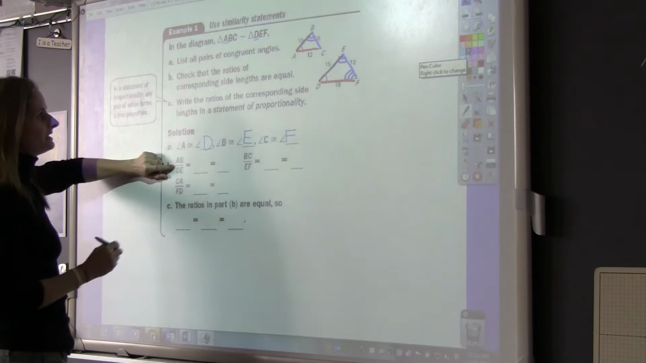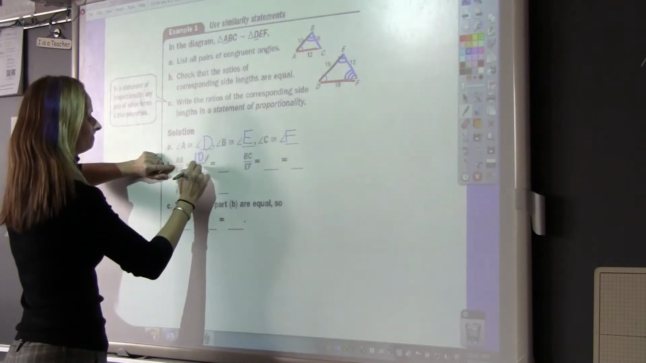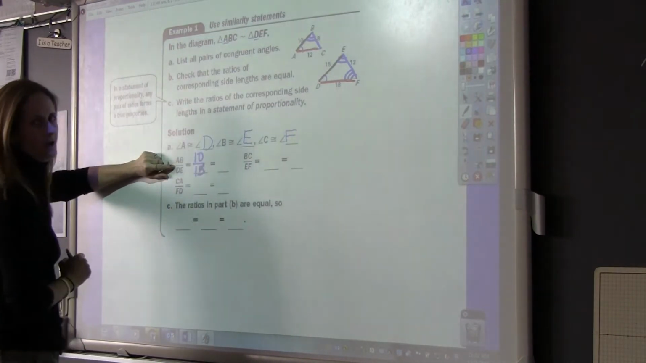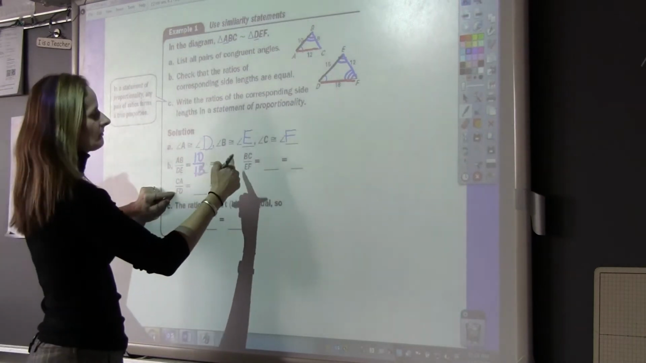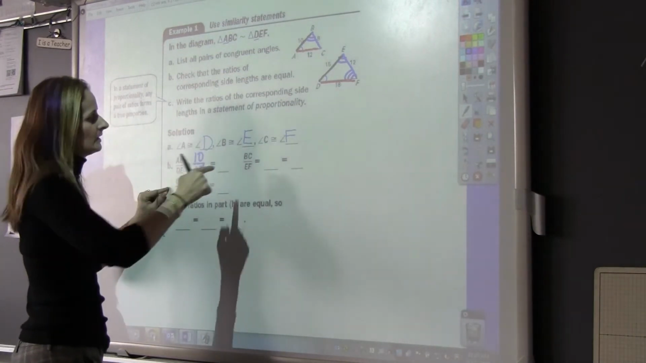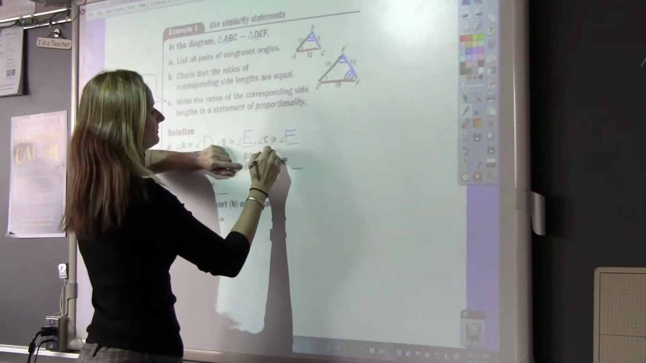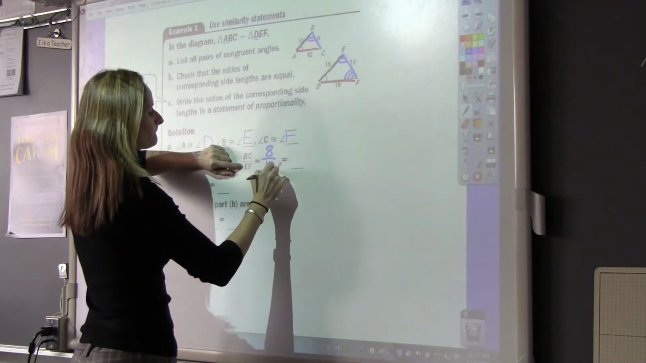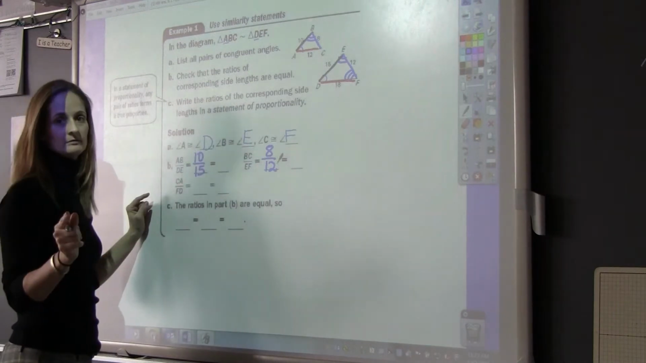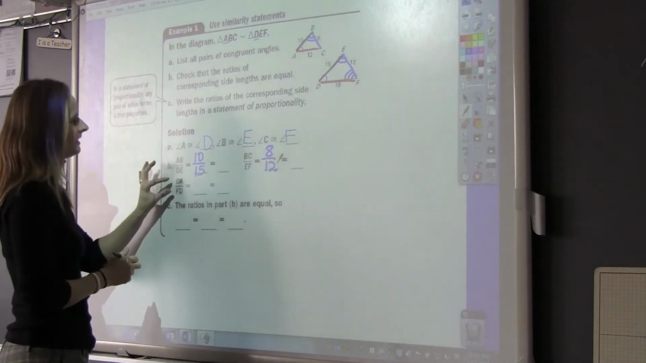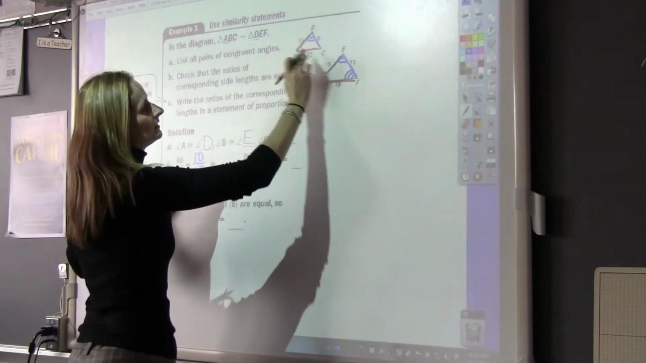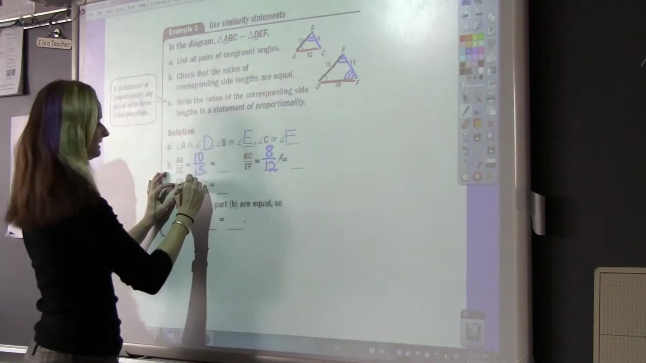So AB to DE is 10 to 15. When we simplify, what do we get? I want you to try that on your calculator. BC to EF, 8 to 12. Try that. Math frac. Make sure you know how to do math frac. And then CA to FD, that's 12 to 18.